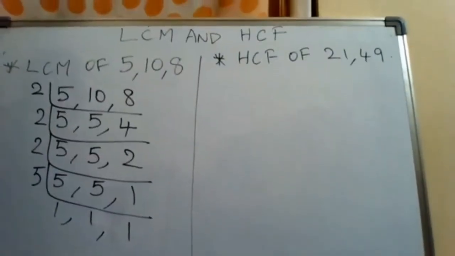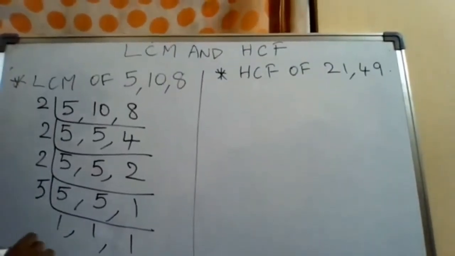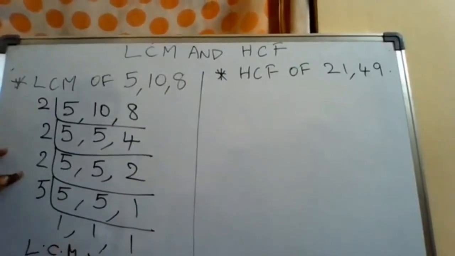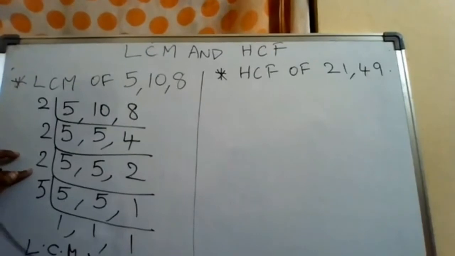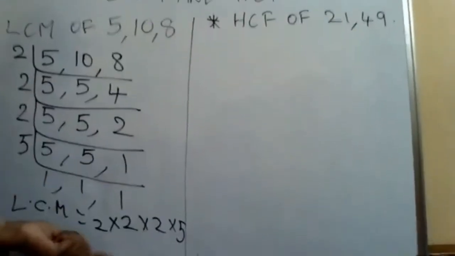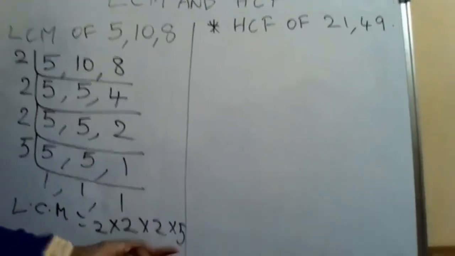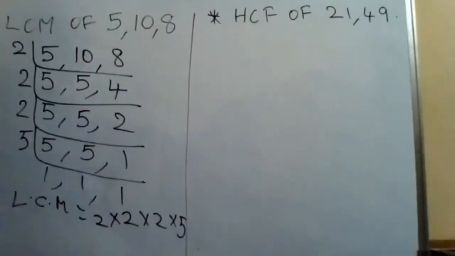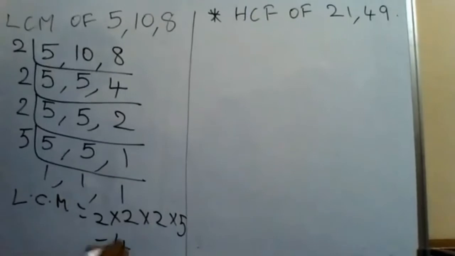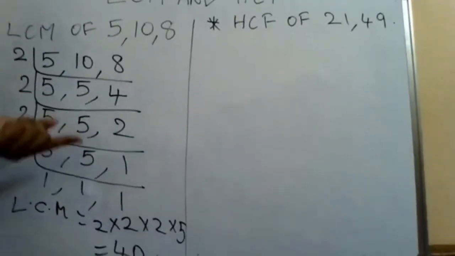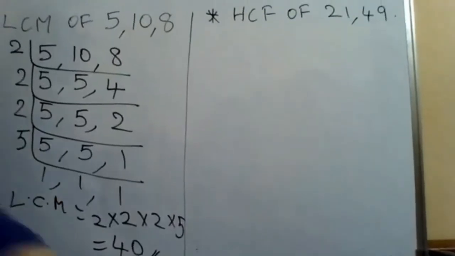And now what is the LCM? How will you find it? The LCM is nothing but multiplying these numbers, that is 2 multiplied by 2 multiplied by 2 multiplied by 5. Here 2 2s are 4, 4 2s are 8, and 8 5s are 40. So 40 is the LCM of these given numbers. This is the process you follow to find the LCM of any given numbers.